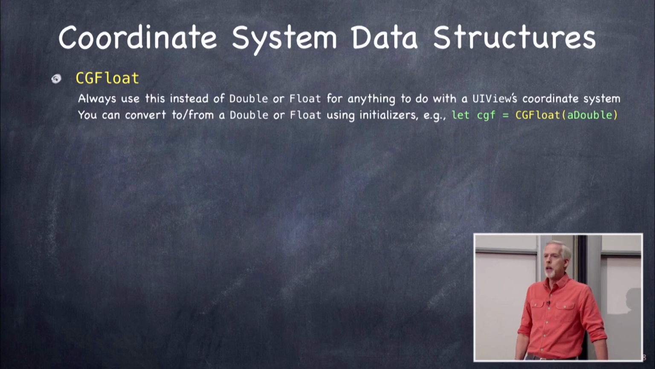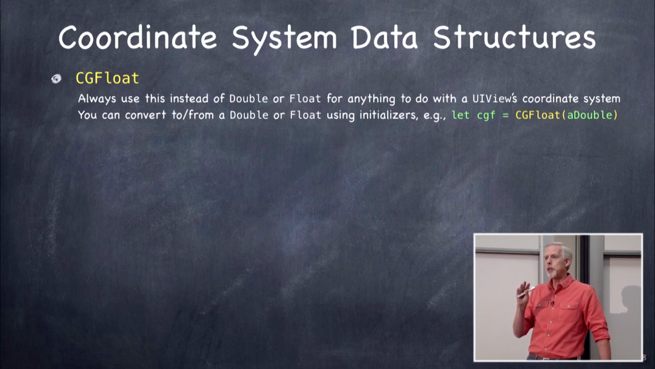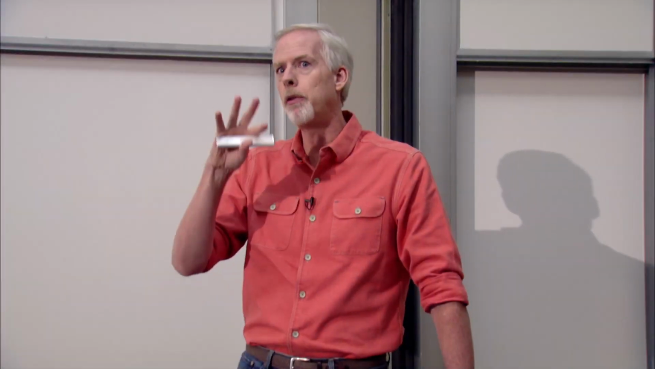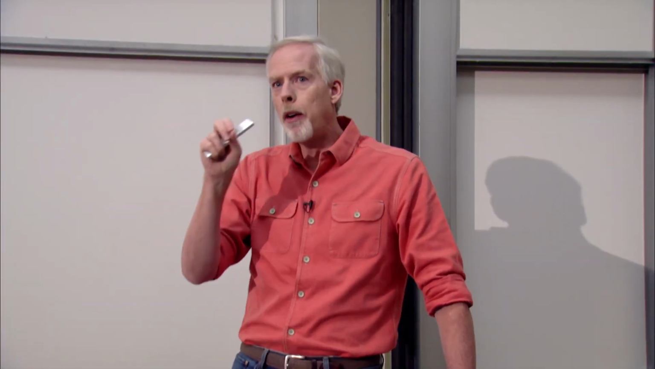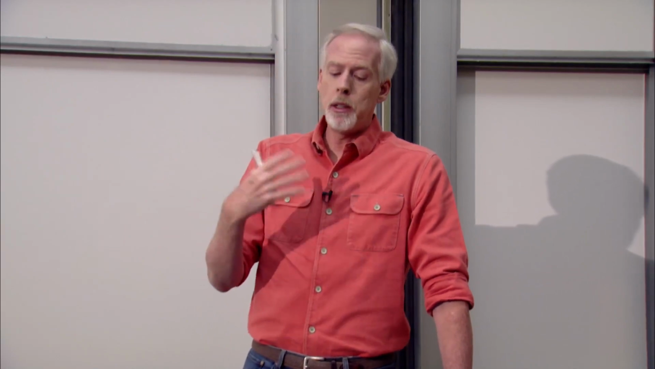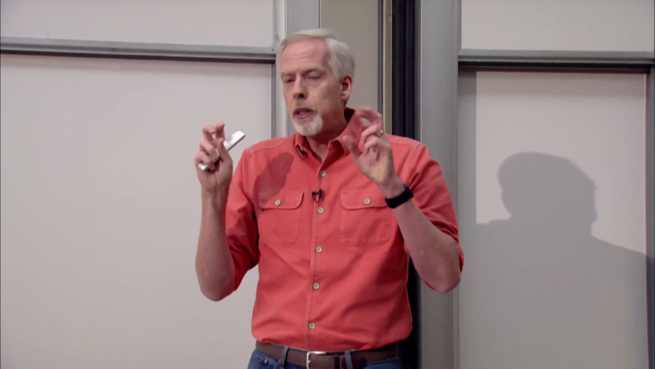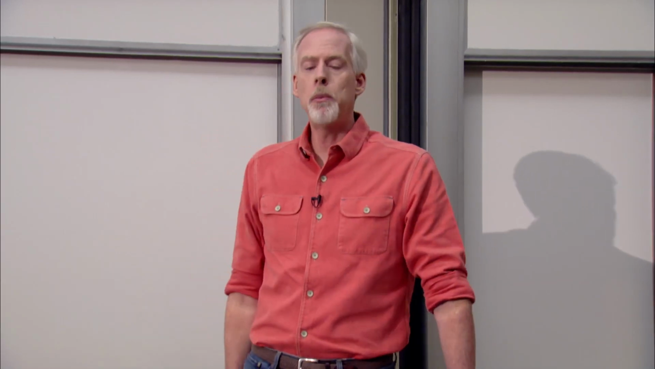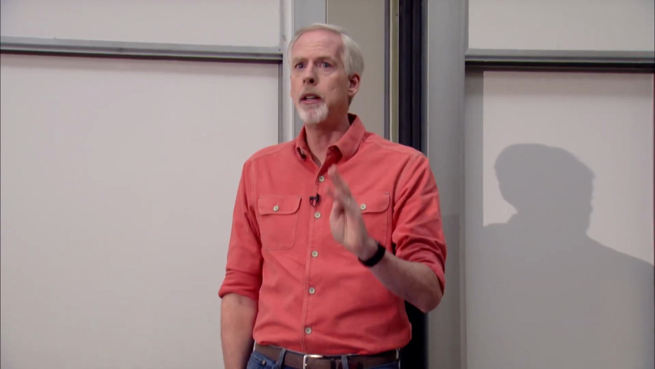One is CGFloat. All drawing is in a coordinate system that's floating point numbers. So you're drawing in a floating point coordinate system, not integers. When you say where you want to draw, every point you're doing with floating point numbers, and those numbers have to be CGFloats. They cannot be Doubles or regular Floats. Luckily, there's an initializer for CGFloat that will let you create a CGFloat from a Double, but CGFloat is the fundamental kind of coordinate value, a floating point coordinate value. All your code that's drawing is going to have CGFloats.